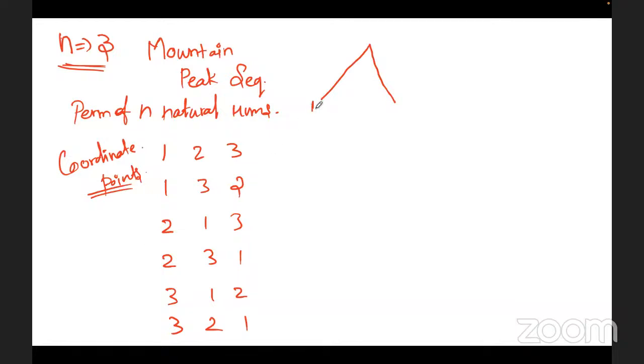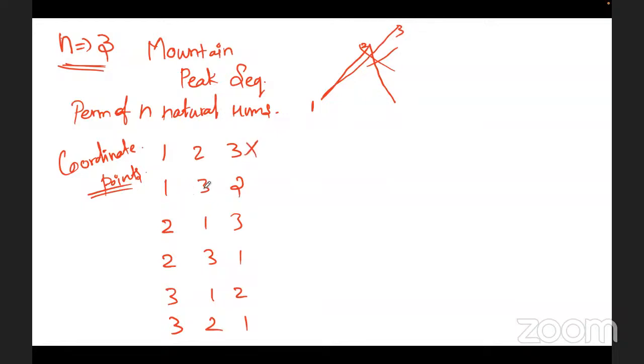So in this peak point, I'm going to plot these numbers. If 1 is here, 2 is here. Can you write 3 here? No, because 3 is greater than 2, so you have to write 3 here. So it will create a straight line. So it's not a mountain peak sequence. So 1, 2, 3 is not a mountain peak sequence.